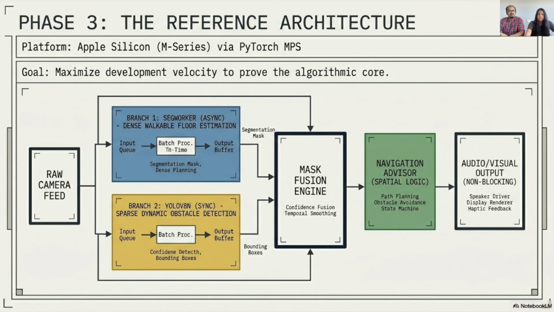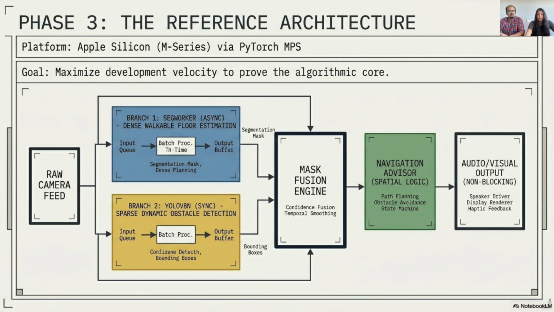Branch 1 is the seg worker. It runs asynchronously. It's a dense walkable floor estimation, the slow, expensive pixel level understanding of the scene. It produces a segmentation mask. Branch 2, which is YOLO V8 Nano, runs synchronously on every frame. So, a sparse dynamic obstacle detection. It produces confidence scored bounding boxes.